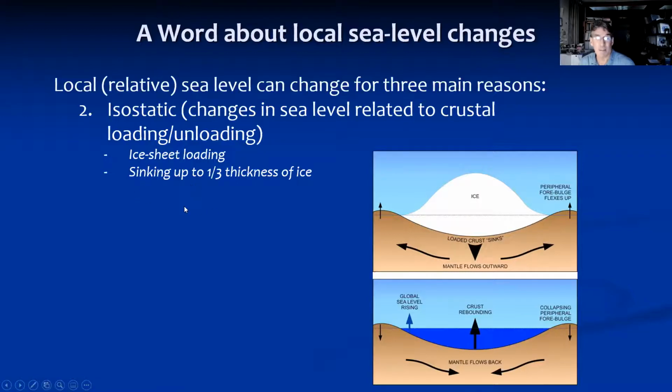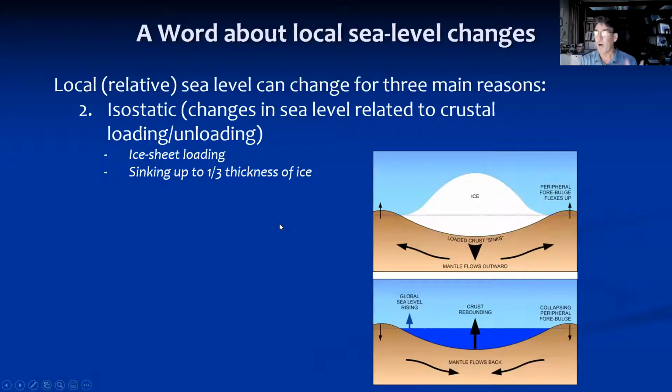The sinking, because ice is about 1/3 of the density of the crust, whatever the thickness of ice is, you can have the potential for sinking the crust up to about 1/3 of the thickness of the ice. Around Bellingham, our ice got up to about 2,000 meters thick or so. So you can almost get 600-700 meters of isostatic depression locally here in Bellingham. And that's a lot. So that's even more than the eustatic, the global sea level changes. So you could sink it even further down than the global sea level is lowered.